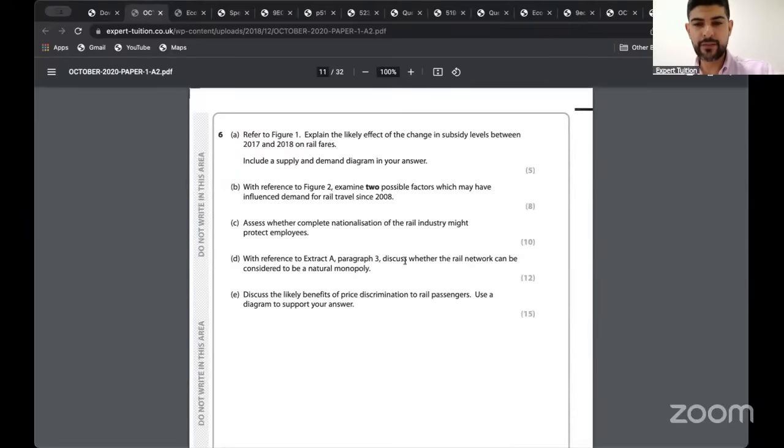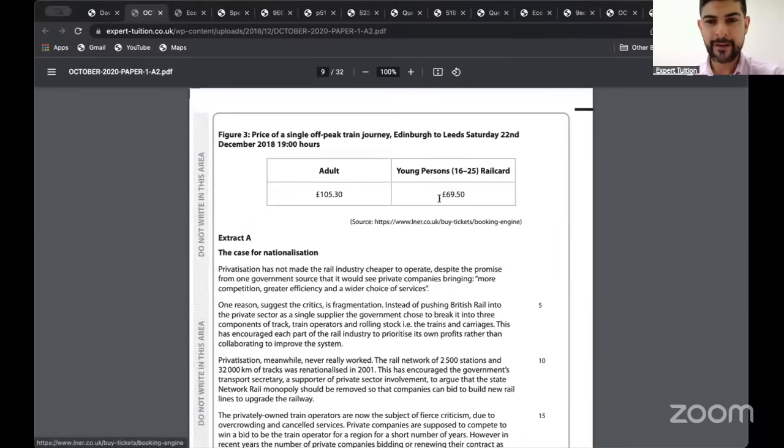October 2020 has a 15 marker which says, discuss the likely benefits of price discrimination to rail passengers. Use a diagram to support your answer. Let's do it together, right? So our starting point is to go, okay, who is it good for? Well, obviously, one of the rail passengers that it's good for is the elastic market, in this case, the students, right? So it shows you the price the students pay, young persons, they call them, yeah? It's £69.50. So you go, one benefit to young persons of price discrimination is that allocative efficiency rises or consumer surplus increases or they get lower prices. Any of them are valid, right?